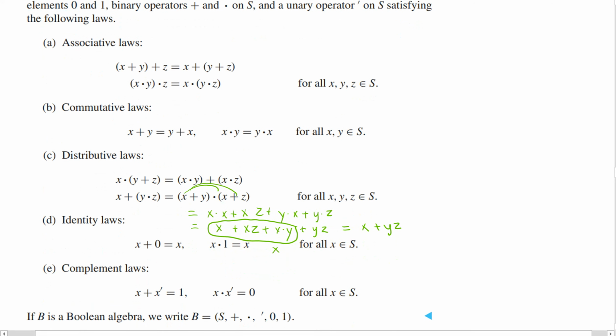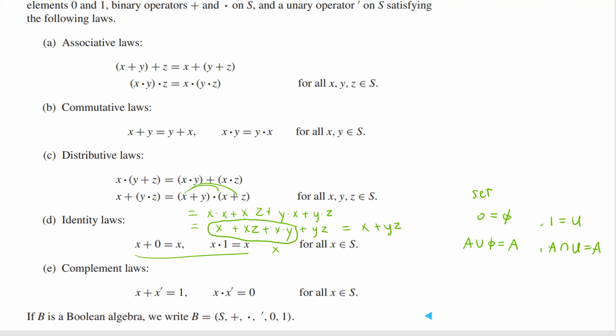Okay? And then we have the identity laws. x plus 0 is x. x times 1 is x. We can use sets to think about it. For sets, you can think of 0 as the empty set and 1 as the universal set. Then any set union the empty set is that set, right? Any set intersect the universal set is that set. Okay, this is what it is about.